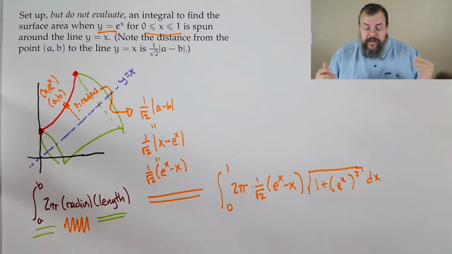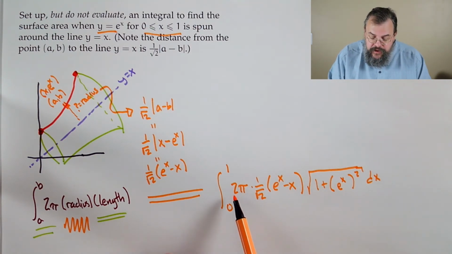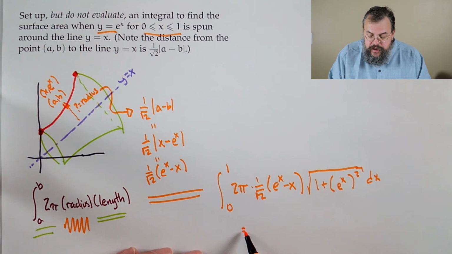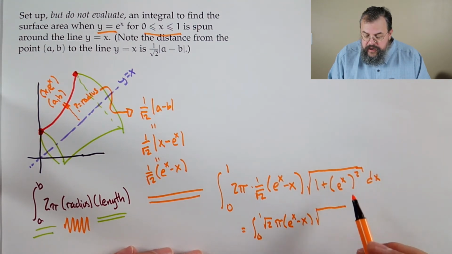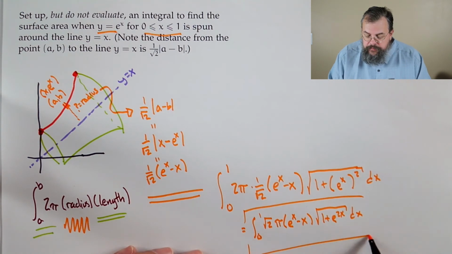Now we can do some things like clean it up. For example, the 2 over root 2, we could simplify that. And we could write that if we wanted to as root 2 times pi, then, of course, e to the x minus x. And if I have e to the x squared, that's really 1 plus e to the 2x dx. So that's another way to write the answer.